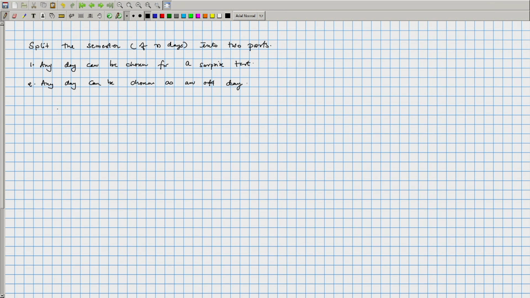We have n days and these n days must be split into 2 parts, and the first part, so you could have let us say test or no test, okay, any choice is okay, and in the second part you could have a working day or an off day, and that could be chosen in any way that the dean pleases. So, we want to know how many ways are there to organize such a semester.